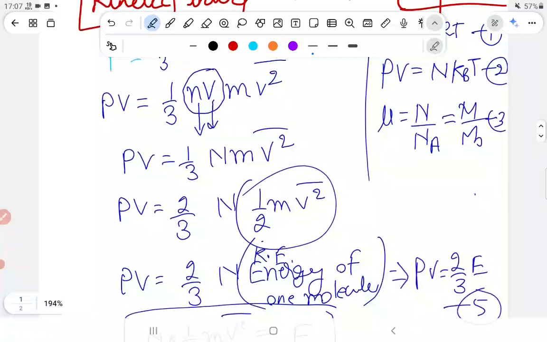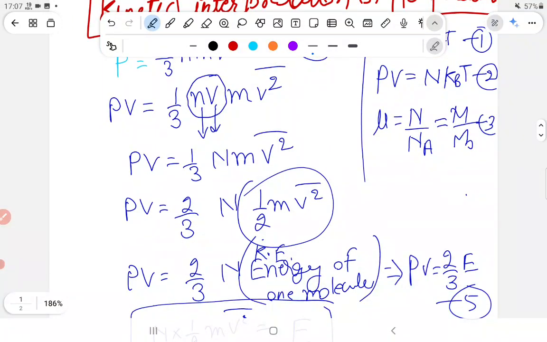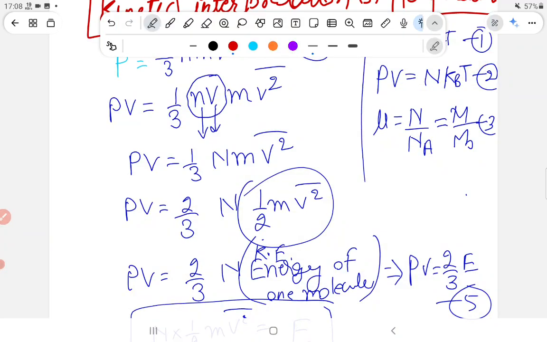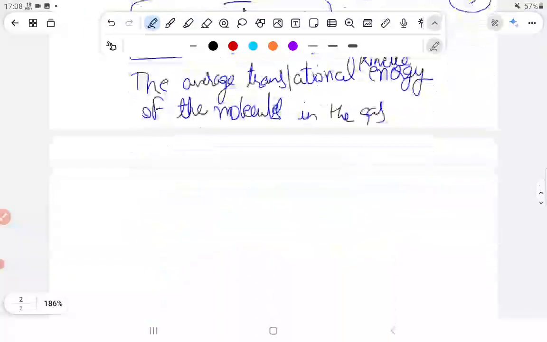Dear students, if you compare equation 2 and equation 5, you can see, if you compare these two equations, PV is equals to n kBT, equation 2, and PV is equals to 2 by 3 E. Equate these two, 2 by 3 E and n kBT. You will get the relation between energy and the temperature. It is our purpose, right. So let us move ahead from equation 2 and 5.